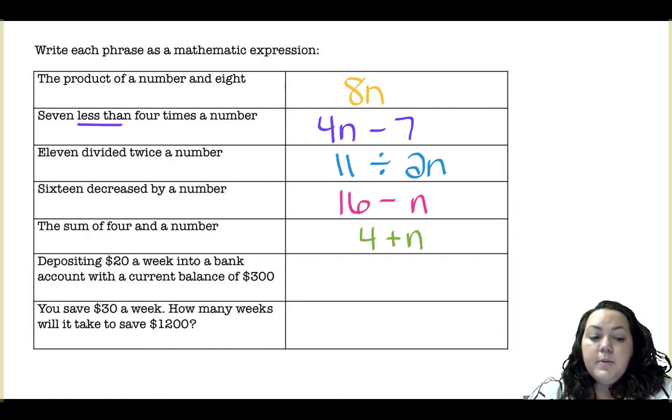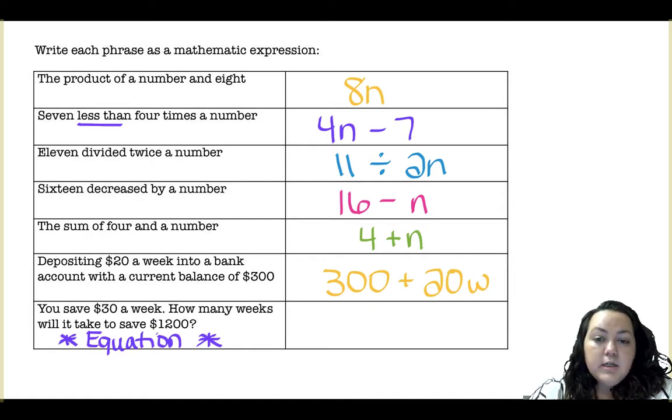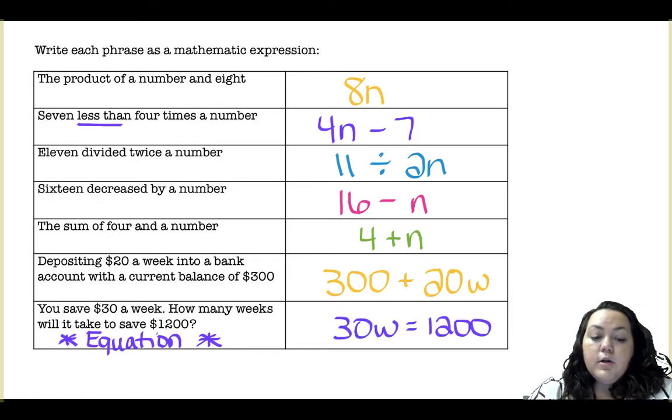All right, this one. You're depositing $20 a week into a bank account with a current balance of $300. So you're starting with $300, and you're adding, deposit means to add money, $20 a week. So 20 times w. w will represent the number of weeks. This one, you save $30 a week. How many weeks will it take you to save $1,200? So this one is actually an equation. It's not an expression. An equation has an equal sign, and it has to be balanced on both sides. So I have $30 a week, and I want it to equal $1,200.